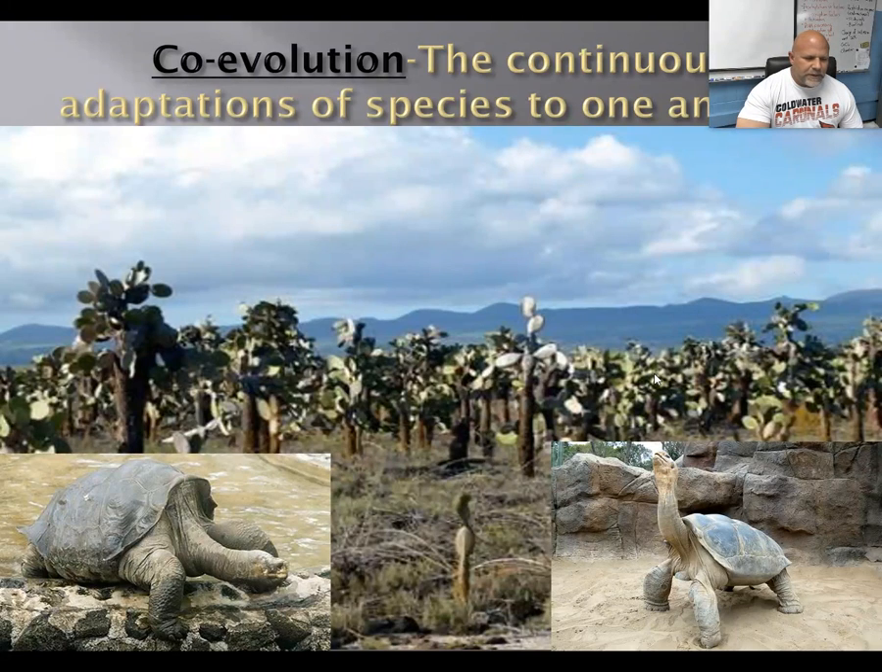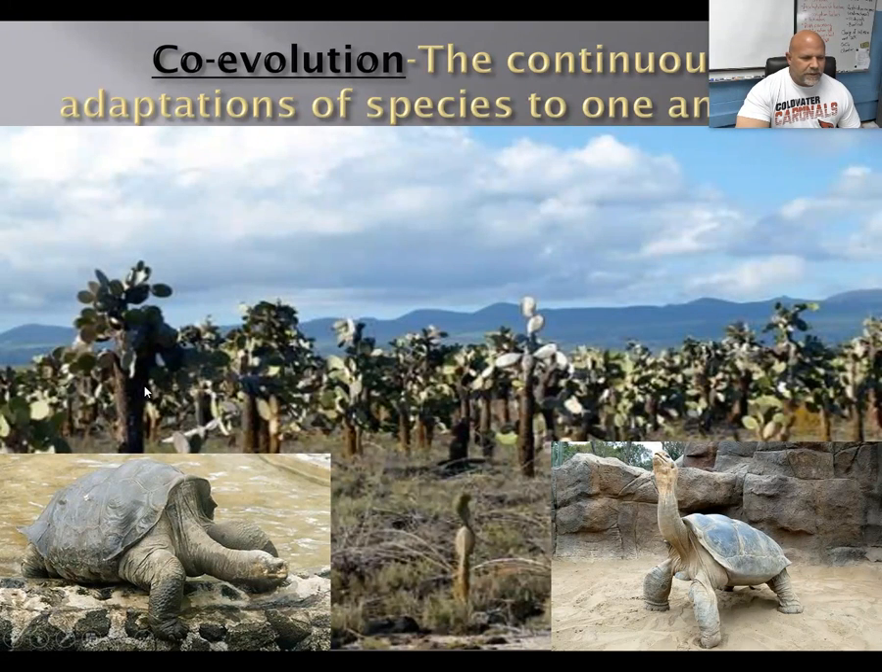It's common to see traits that are adapted both in predators and in prey. And so you can see some turtles have very long legs, and some turtles have long front legs and longer necks and a nice high arching shell. And that allows them to reach food that's higher off the ground.